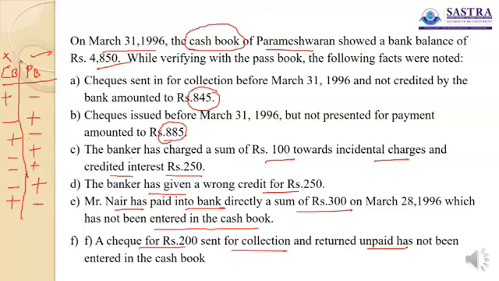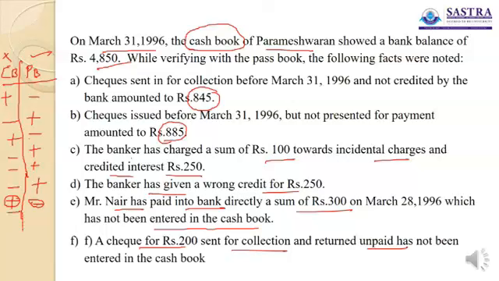So what symbols are required? In chronological order: minus, plus, minus, then all plus, plus, plus, and check for rupees 200 sent for collection and returned unpaid. Sent for collection, so that we would have entered it in the cash book, and returned unpaid. So the bank balance has not been entered in the cash book. So you take, this is not the symbol.